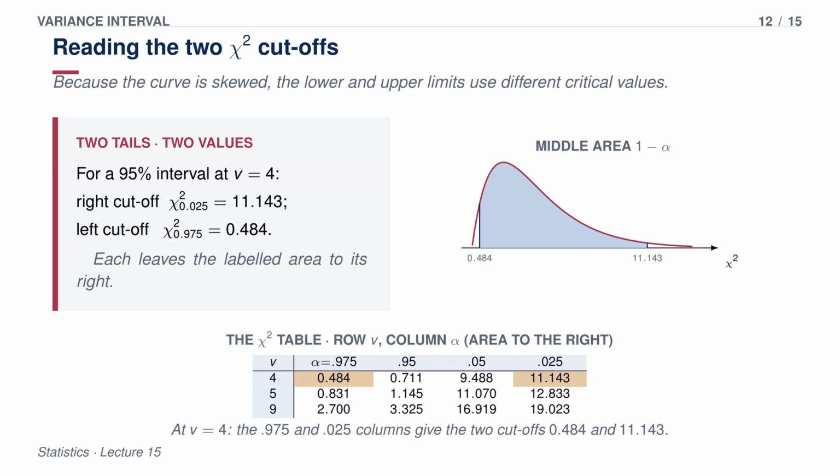And the table makes it concrete. Row v equals 4, the 0.975 column gives 0.484, and the 0.025 column gives 11.143. Those two gold cells are the two ends of our interval.